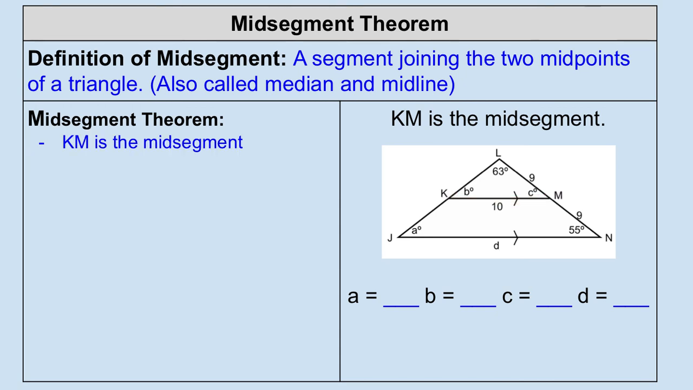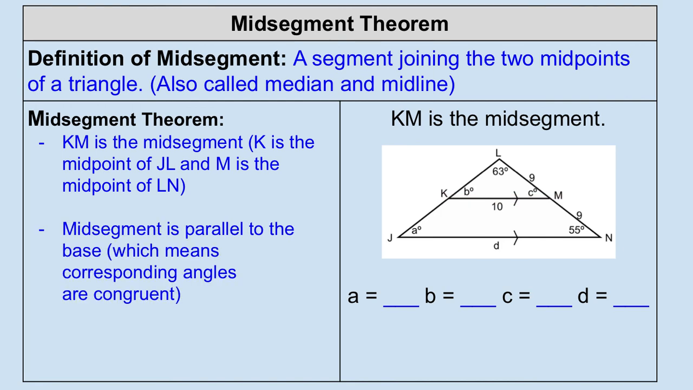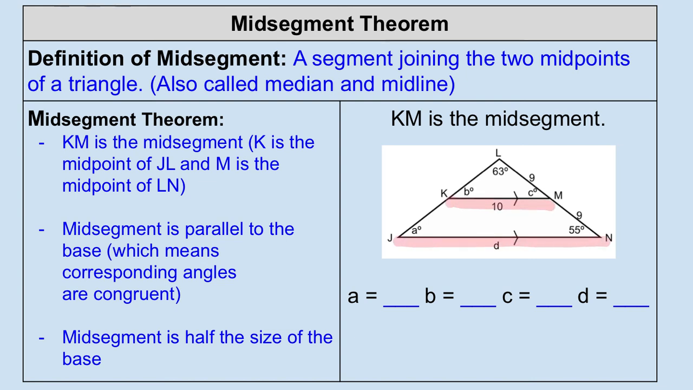So there's a few bullet points for you to fill in about the mid-segment. First is just that vocab term that KM is the mid-segment, which means that K is the midpoint of JL and then M is the midpoint of LN. The next bullet point is that the mid-segment is always going to be parallel to the base. So this mid-segment KM is going to be parallel to JN. Because those lines are parallel, we've got corresponding angles that are equal to each other. Then the last bullet point is to know that the mid-segment is half the size of the base.